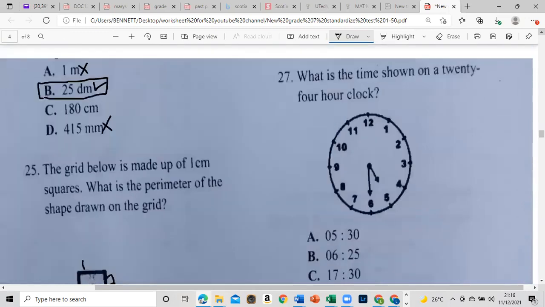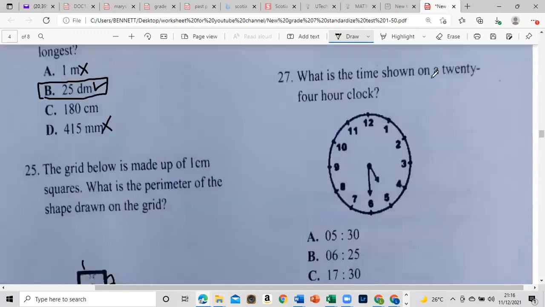This is Mr. Bennett here. What is the time shown on a 24-hour clock? That's the most important thing, right? So basically we start at 12. So that would be 12 plus 5, because it's past 5. So let me just see. So this is 13. Let me just show you guys. 14, 15, 16, 17, and 30. Alright, so it's 17:30.